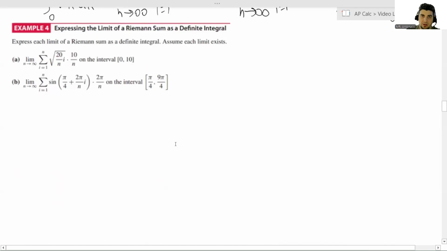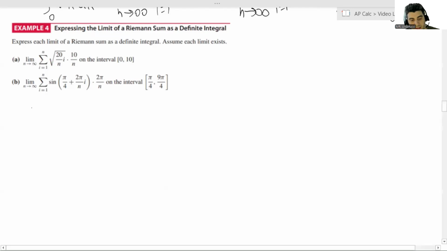But now we're going to talk about going the other way: express each limit of a Riemann sum as a definite integral. So the first one, we have the limit of the sum from i equals 1 to n of square root of 20 over n times i, times 10 over n, on the interval 0 to 10. So let's take a look at that one.